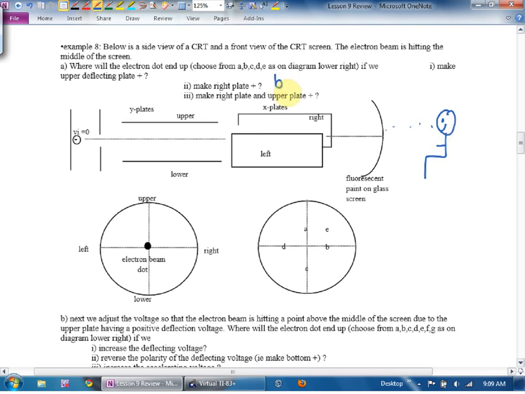What if we make the right plate and the upper plate positive? So if we make the right plate positive, and we also make the upper plate positive. E, yeah. It's going to pull it up and pull it to the right. So, E. This is how you can deflect an electron wherever you want to. This is how you can make a TV screen.